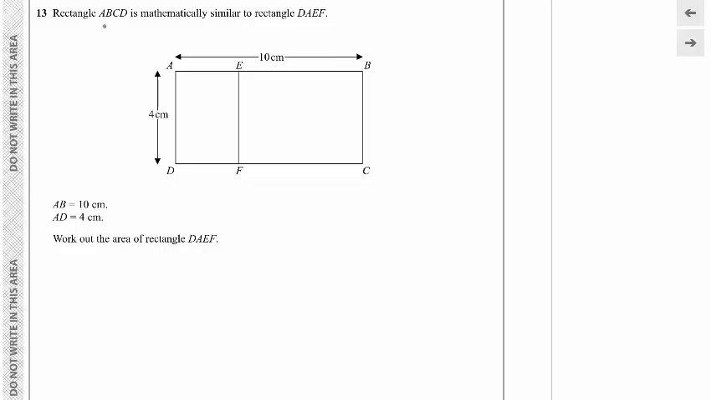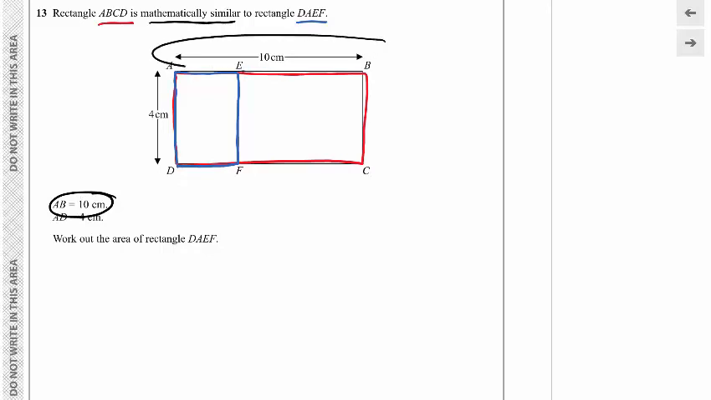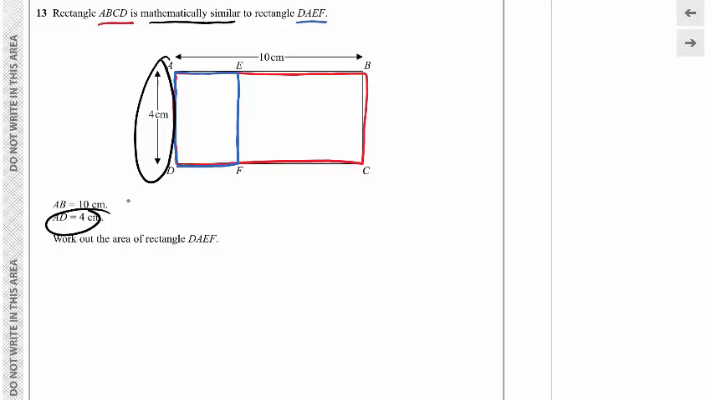Hello, so I've been told that rectangle ABCD, this rectangle here, is mathematically similar to rectangle DAEF, that rectangle there. I've also been told that AB is equal to 10 centimetres, so there's my 10 centimetre side, and AD is 4 centimetres. The vertical side along here is 4 centimetres. And I've been asked to work out the area of DAEF, in other words, that little baby rectangle in there.